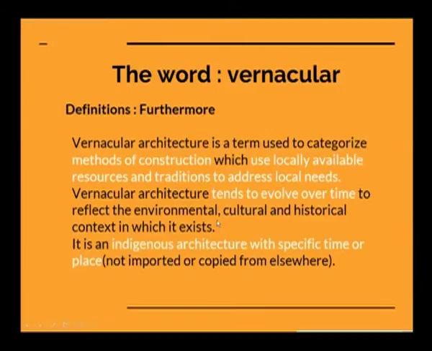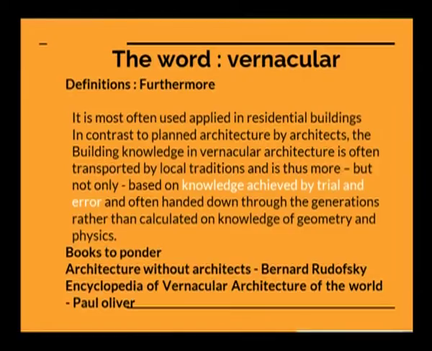But when someone asks you what vernacular architecture is or to define vernacular architecture, these would be some terms and definitions which you could use. Vernacular architecture is a term used to categorize methods of construction which use locally available resources and tradition to address local needs. Vernacular architecture tends to evolve over time to reflect the environmental, cultural and historical context in which it exists. Another definition: it is an indigenous architecture with specific time or place, which is not necessarily imported or copied from elsewhere. It is most often applied in residential buildings.